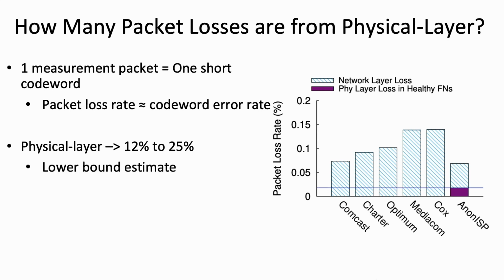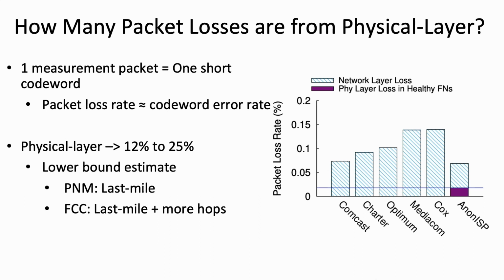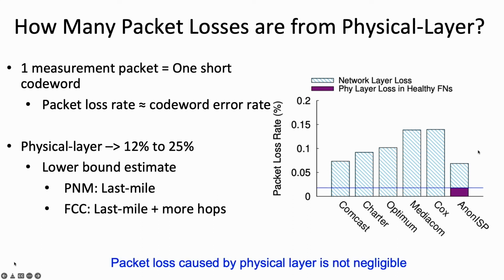This is a lower bound estimate for several reasons. For example, one reason is that our physical layer measurement only collects the data in the last mile, which is only 1 hop. However, in the FCC's measurement, the packet will go through more hops. Therefore, compared to the FCC measurement, our physical layer loss rate is underestimated. There are several more reasons for this lower bound that can be found in our paper. Therefore, our conclusion is that the packet loss caused by the physical layer is not negligible.